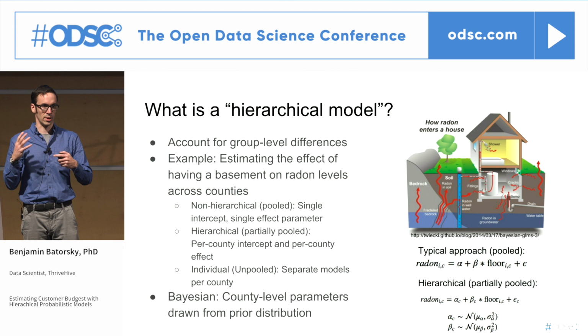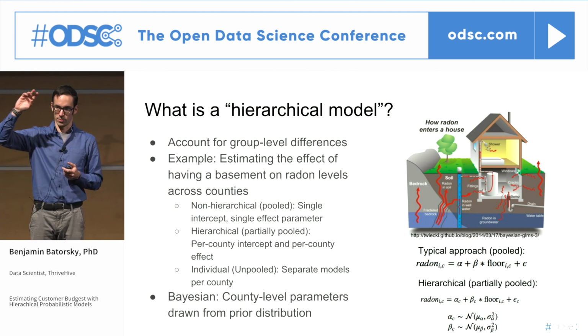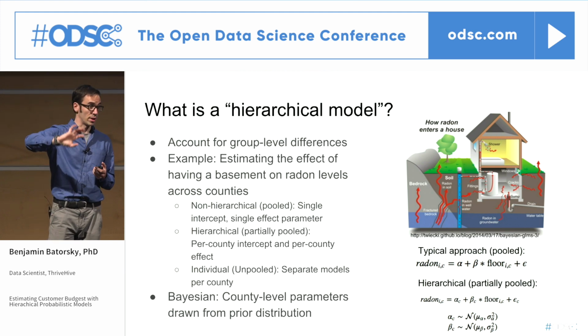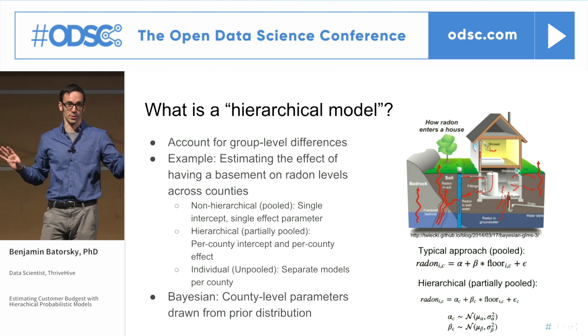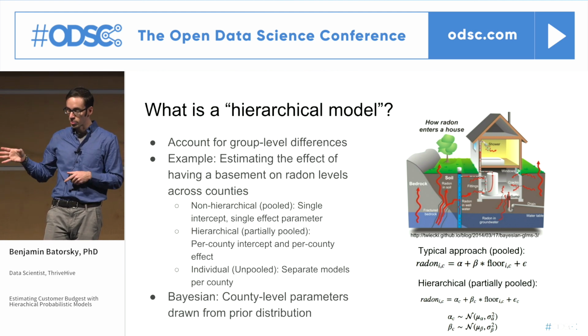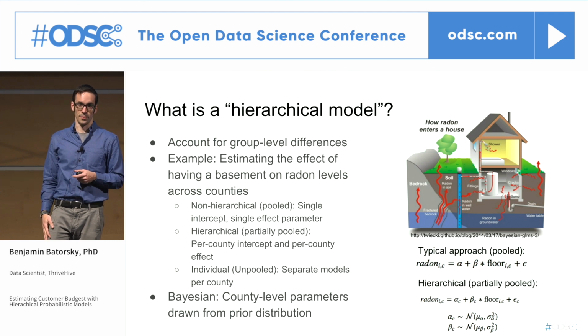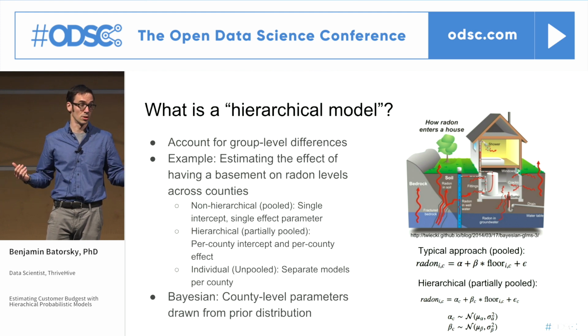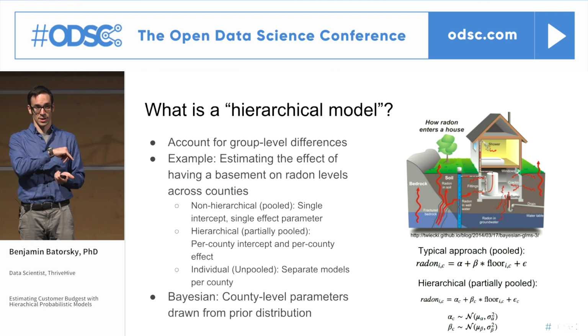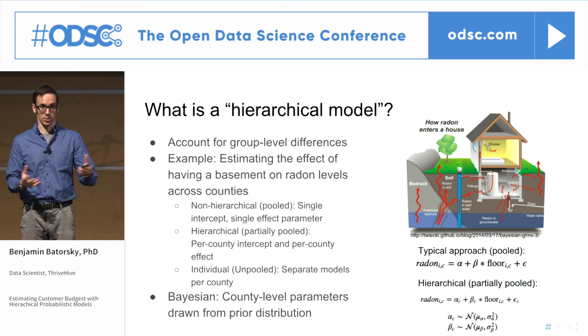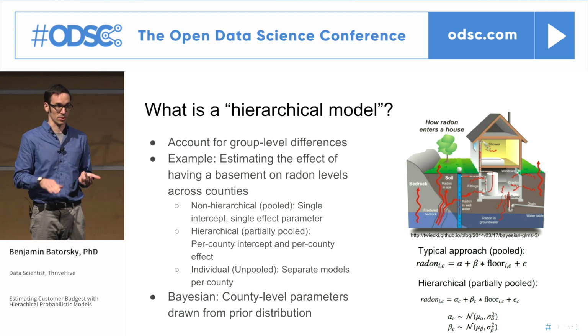group level differences. You have a bunch of observations for whether the house has a basement or not and their radon level. Maybe you want to group that by county, right? Maybe you want to estimate something for each county. And maybe your approach is having a separate model for every single county. That's called the fully unpooled model or the individual model. But you can also see how that's problematic as well. It probably makes sense to share information across counties. The relationship between having a basement and radon levels is probably fairly similar, though it might vary to some degree by group. And so maybe it doesn't make sense to have an individual level model.